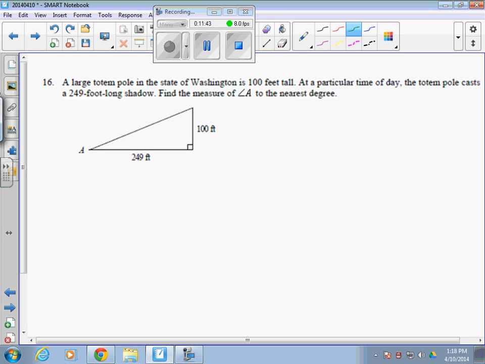16 says a large totem pole in the state of Washington is 100 feet tall. At a particular time of day, it casts a 249-foot long shadow. Find the measure of A. Okay, so what we're looking for is an angle measurement here. You still want to use the trig functions you have. This is still opposite, and this is still adjacent. So you're still using the one that has an O and an A.